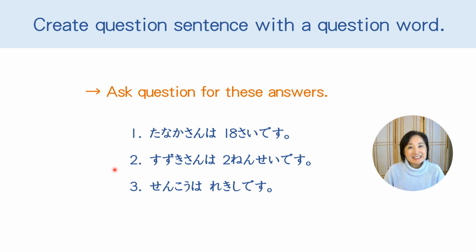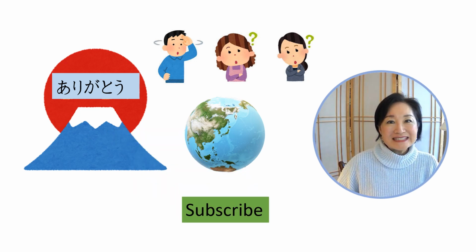How about next one? 鈴木さんは2年生です。What question did you ask me? 鈴木さんは何年生ですか? いいですね。How about this one? 専攻は歴史です。Ask me a question. そうです。専攻は何ですか? はい、いいですね。So today we studied how to make question sentences with question word, and we put focus on the question word Nani.